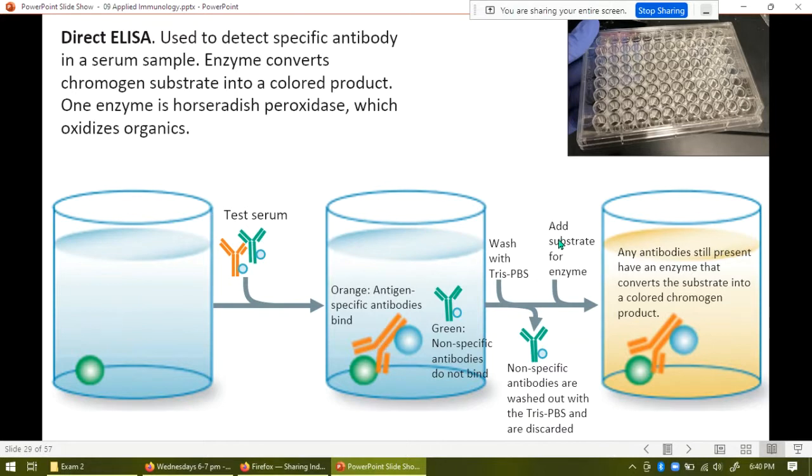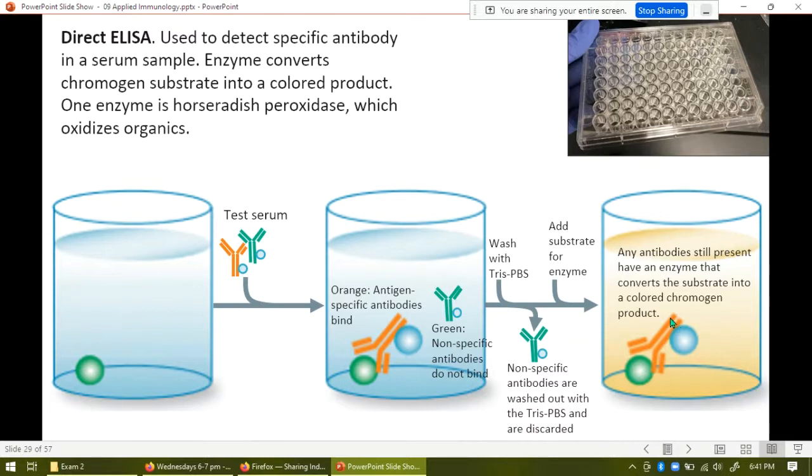Next, you're going to add the substrate for the enzyme that is located on the end of this antibody. Any antibodies still present, they have the enzyme, and the enzyme is going to convert the substrate into a colored chromogen product. So you can see the solution turns orange, or it might turn red or blue, depending on what you're working with. And you can actually quantitate the color change and compare it to a standard ladder or a standard curve, and that can allow you to measure the concentration of the antibody as well.